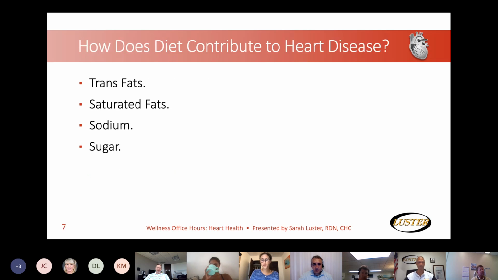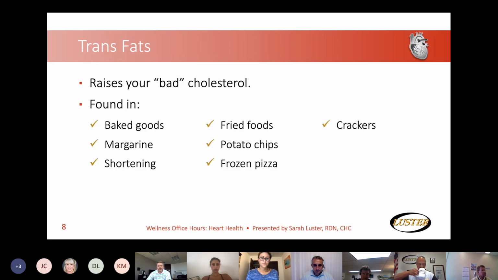And so how does diet contribute to heart disease? There are 4 things we're going to be focusing on today. Some of you may have heard of these things and some of you may not. Trans fats, saturated fats, sodium, and sugar. These are the 4 things in our diet that can contribute to heart disease. Trans and saturated fats are just types of fats found in our food. Sodium is salt, and then of course sugar is sugar.